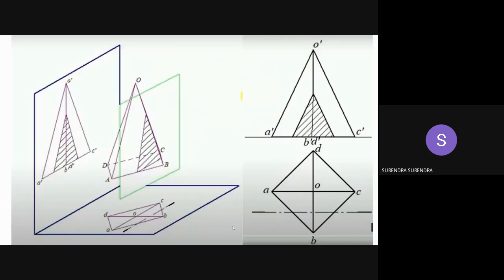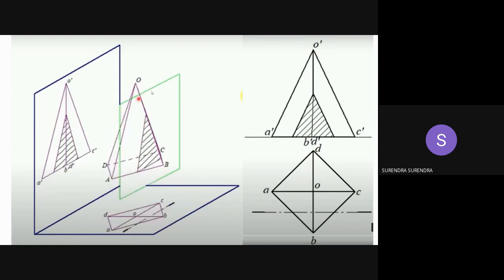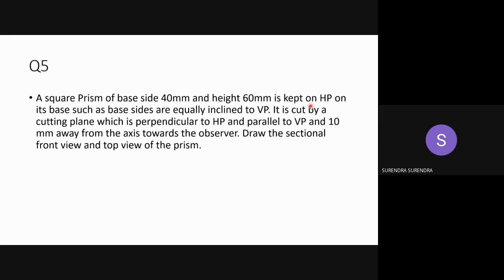Now, when the cutting plane is perpendicular to the horizontal plane and parallel to vertical plane, in this situation the cutting plane is seen as a line in top view. So in top view it is represented as a line, and in front view you can see its section area. Now let us solve one problem.